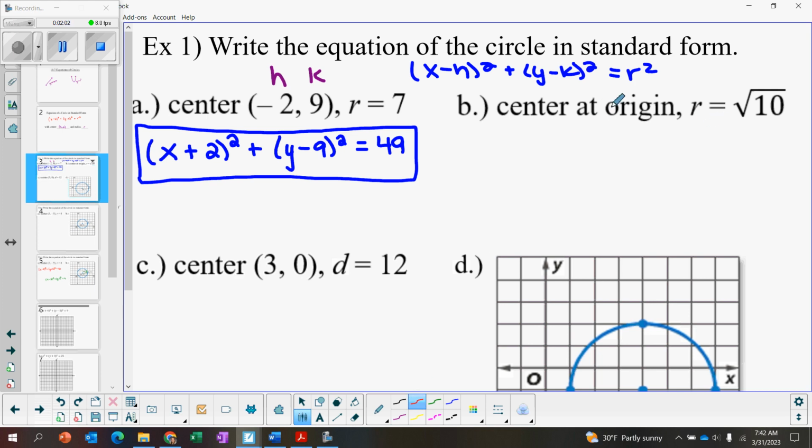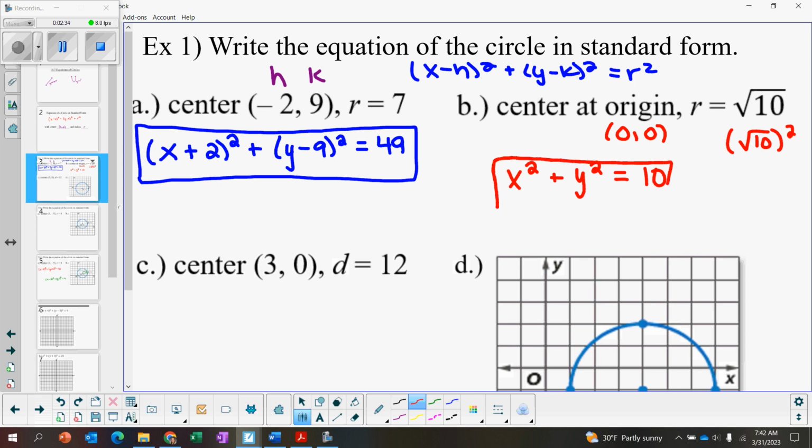All right, the next one, center at the origin, which is the point (0, 0). So x minus 0 squared, x minus 0 is just x, plus y minus 0 is just y, so that's y squared, equals the square root of 10 squared. Remember that the square and the square root cancel each other out, and I get just 10. So this is the equation of that circle.